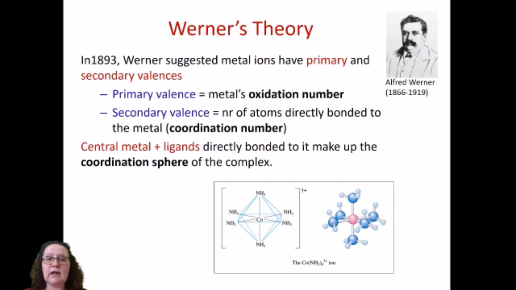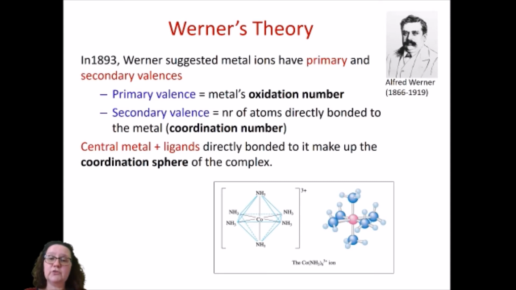So when you look together at the central metal ion and the ligands that are directly bonded to it, all that makes up what we call the coordination sphere of that particular complex. For example, in this cobalt ammonia ion we have in the slide, 3 is the oxidation number of cobalt, but the secondary valence is actually 6, because you have 6 atoms, in this case 6 nitrogen atoms, directly bonded to the cobalt ion.